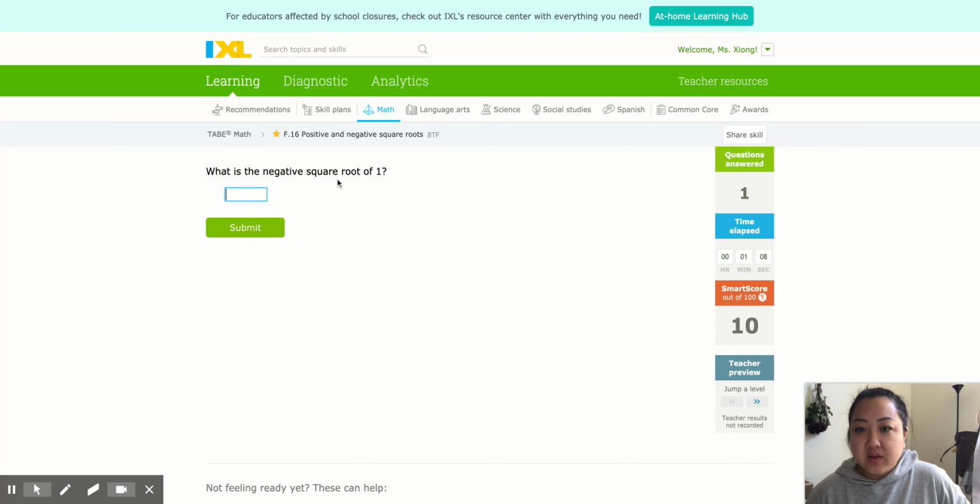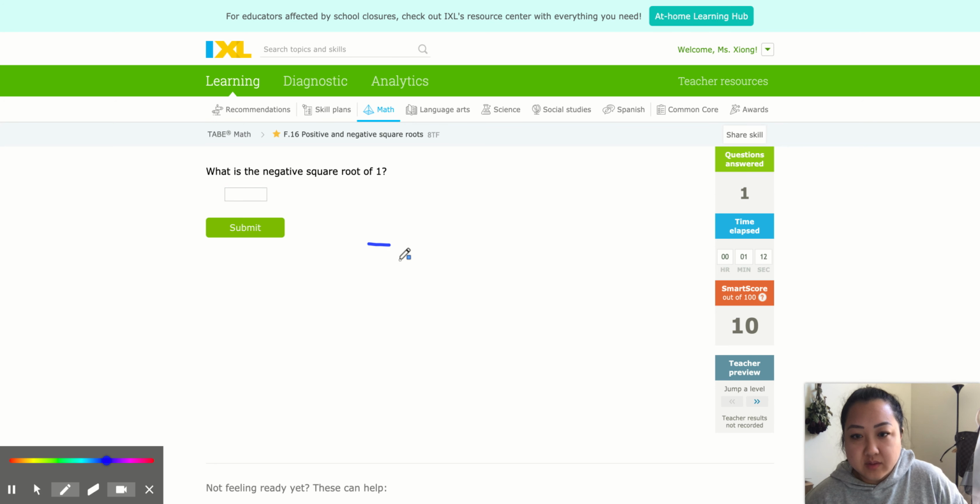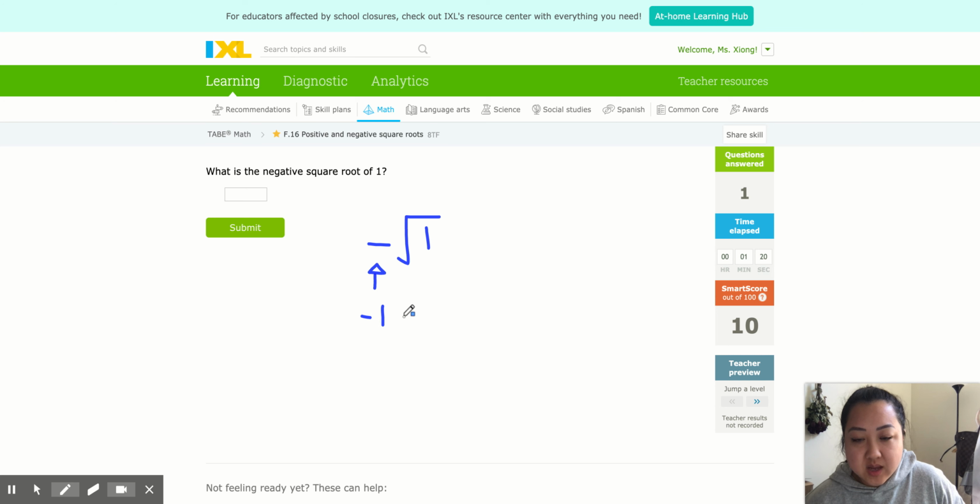What is the negative square root of 1? So basically, the negative square root of 1 means it's -1 times the square root of 1. So the answer should be -1, because the square root of 1 is 1. So -1 times 1 is -1.